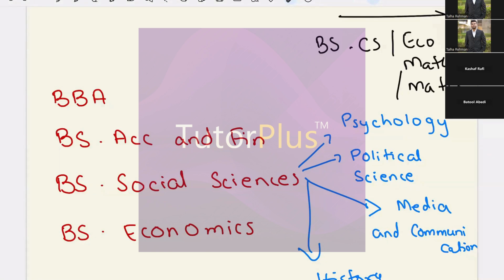Also, when it comes to social sciences, there are a lot of people who are confused. Please notice, with social sciences, you get to choose from four majors. It's either psychology, political sciences, media and communications, or history. That is something you will get to decide once you have started your degree and once you're done with your core subjects, so you'll get to decide in which of the four disciplines you would like to pursue your major.